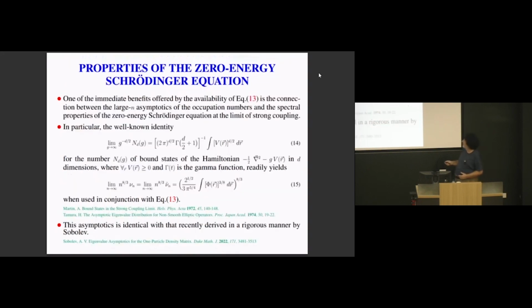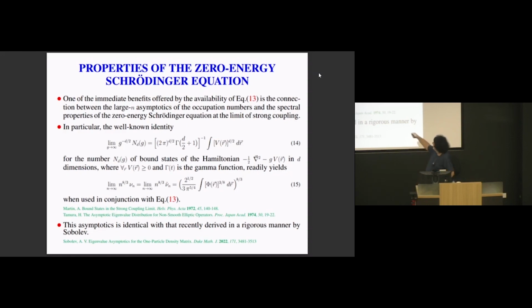Fortunately for us, there are limits like that known, very famous limits actually in physics. So, for example, here we have one of them, coming from Martin and Tamura. And that gives us the number of bound states in a potential like this. And we can invert it now, and ask the question, for a given occupation number, how many orbitals we have, how many bound states of that Hamiltonian we have. We invert it now and say, okay, what is the dependence of the occupation number on the number of those states, on the number of orbitals?